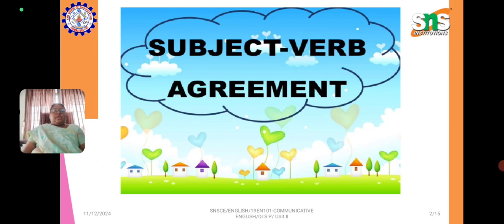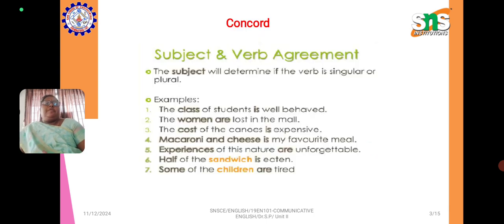Today we are going to see an important topic, that is subject verb agreement. This topic helps you to speak English with a good understanding and in a better grammatical form. When you understand this concept, you can easily identify the framing of sentences in a meaningful manner. So, what is subject verb agreement?